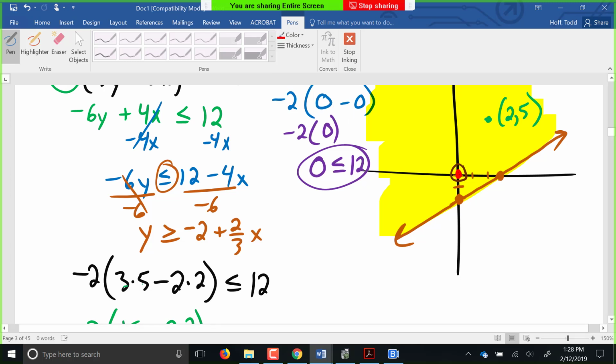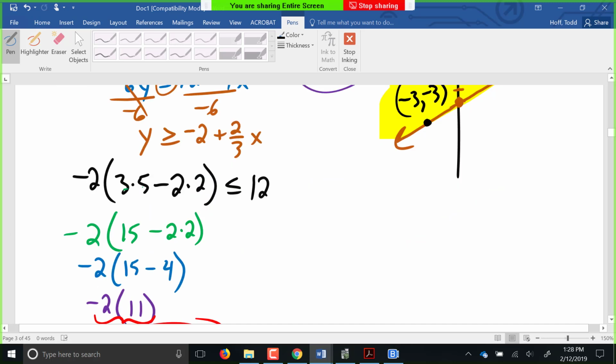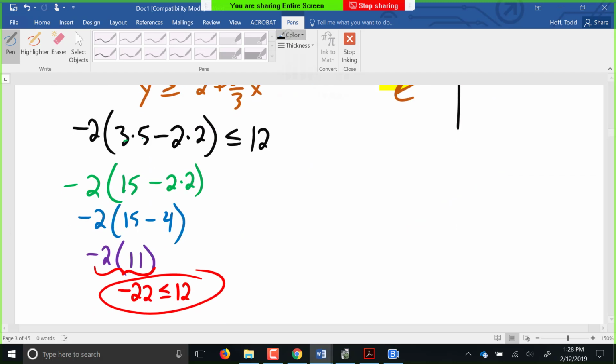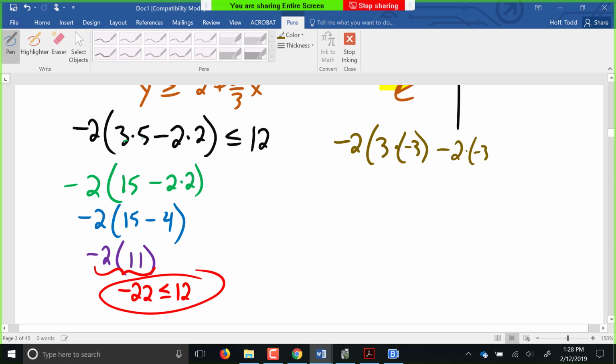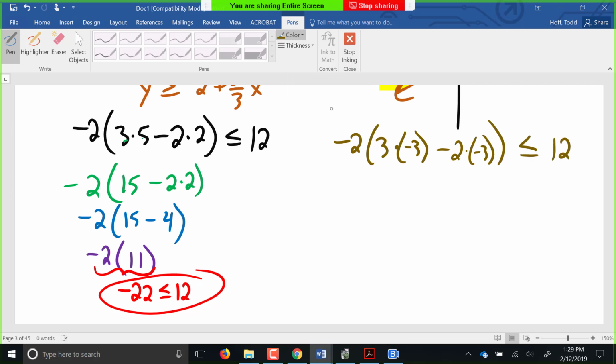Let's take a point right here. This point is going to be (-3, -3). Now, I purposely chose that point because it's on the line. When I know that point's on the line, what's going to be true about this result when I put it in the inequality? Let's take a peek and see what happens. We got negative 2 times (3 times, we said y was negative 3, minus 2 times, we said x was also negative 3) less than or equal to 12.